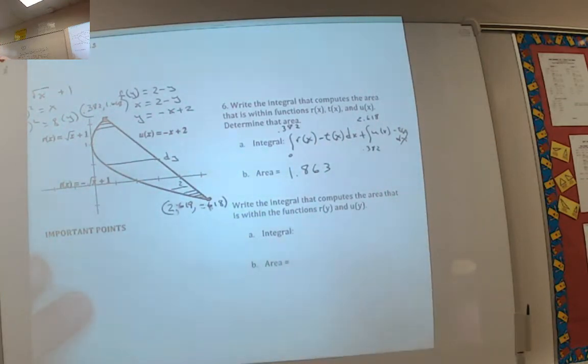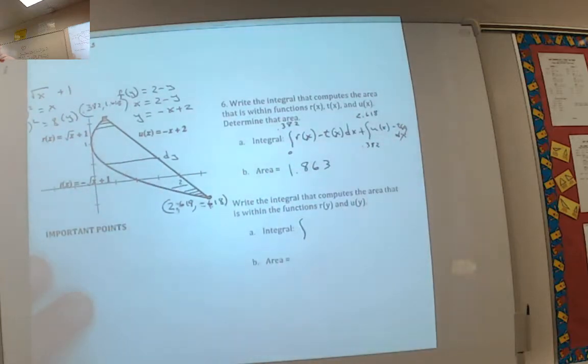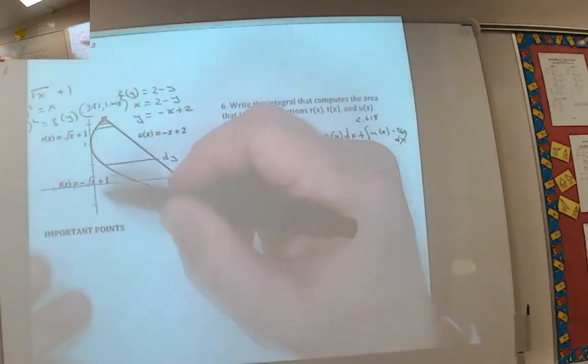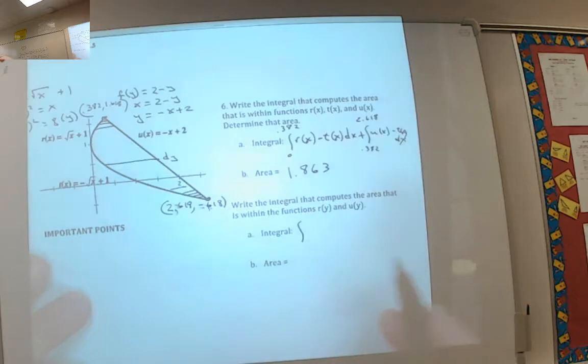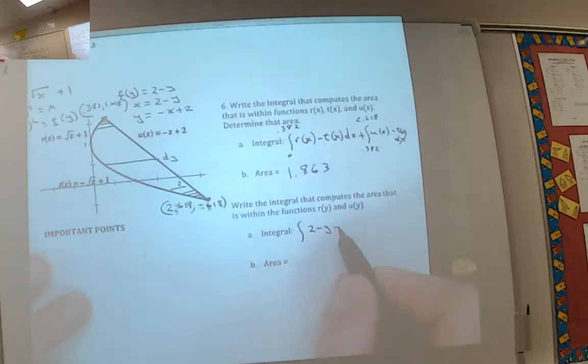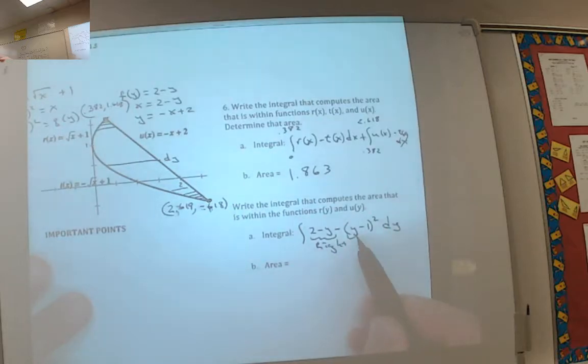So if I'm going to create my integral, my right numbers, notice on my x-axis, the numbers to the right are always bigger than the numbers to the left. Just like on the top, the numbers on the y-axis to the top are always bigger than the numbers that are to the bottom. So we're going to have right minus left, so it's going to be 2 minus y, and if you want to put in parentheses, you can, you don't have to, minus the right side, which is y minus 1, the quantity squared dy. So here's the right function. Here's the left function.